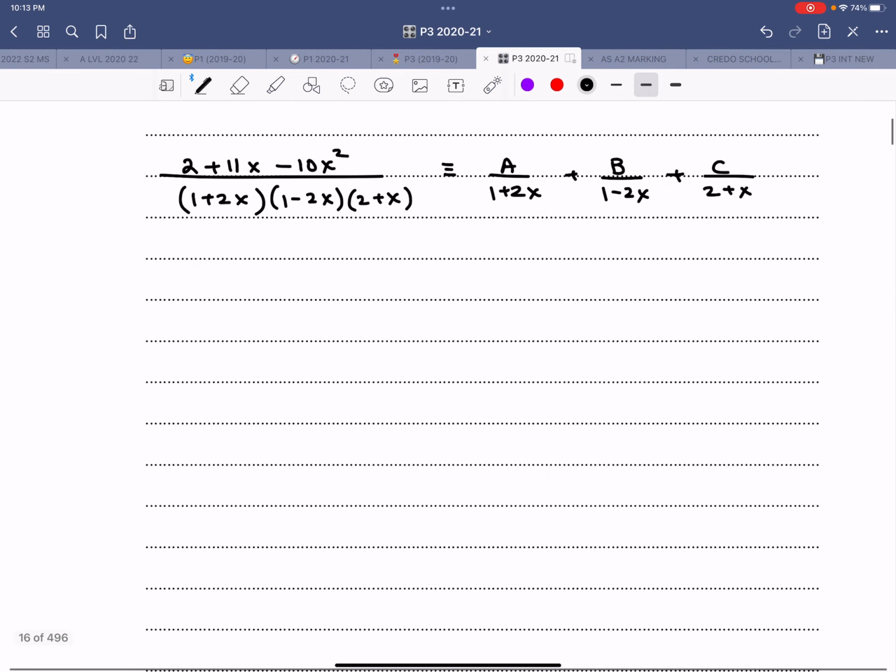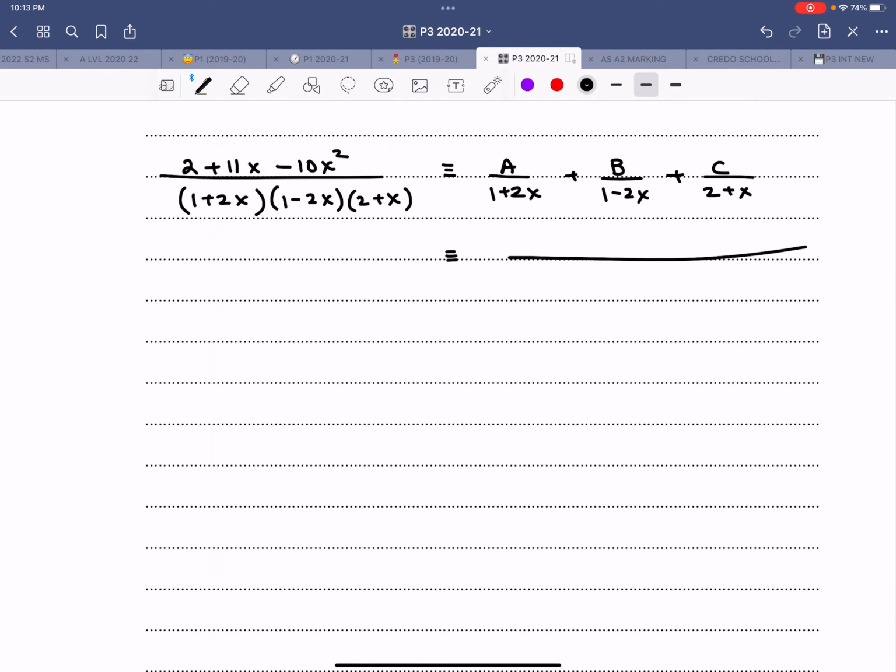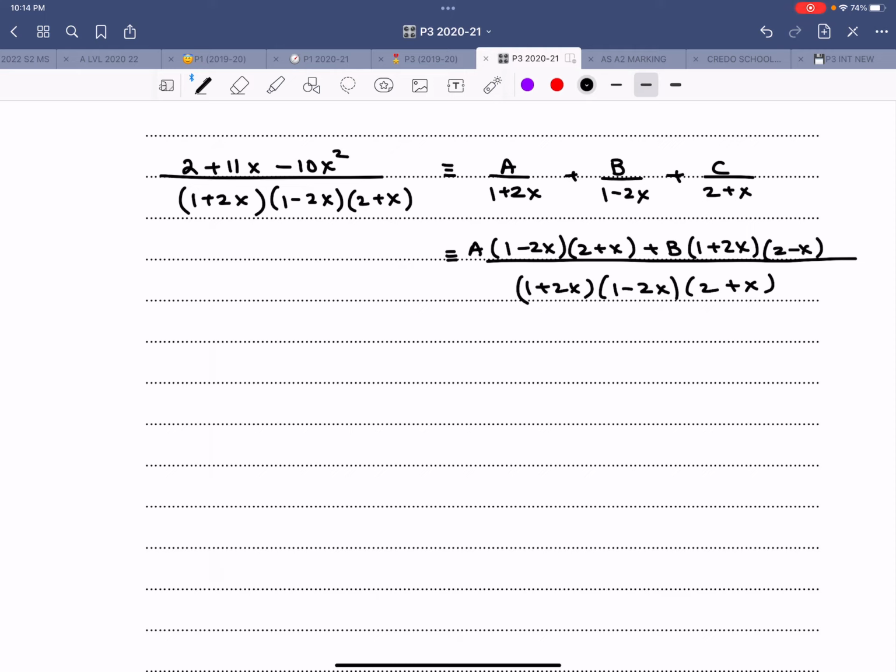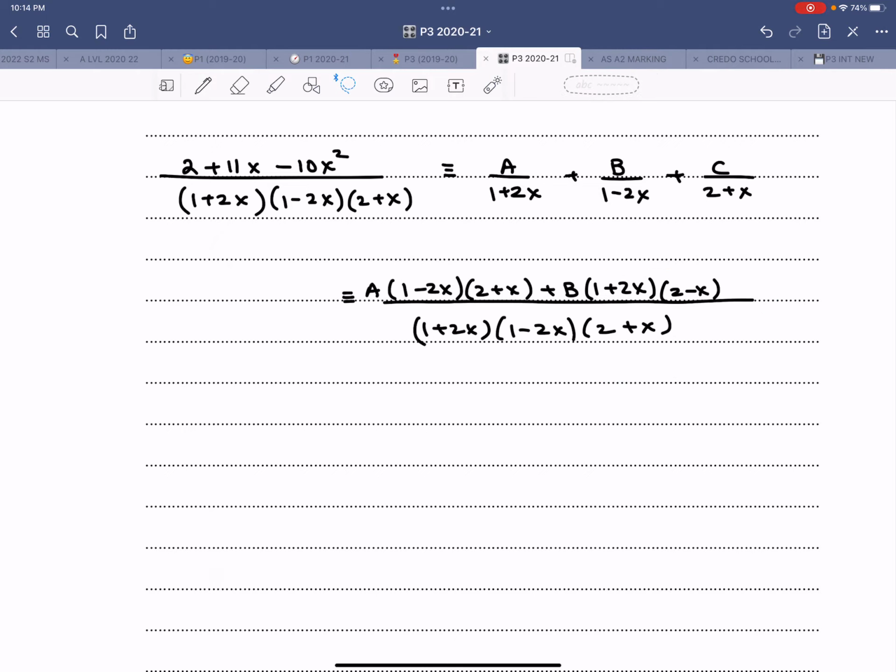Then take LCM. So A is multiplied first of all. This is 1 plus 2x, 1 minus 2x, 2 plus x. A is multiplied with 1 minus 2x, 2 plus x. B is multiplied with 1 plus 2x and 2 plus x. Similarly, I'm running short of space, but since I'm using my iPad, I can play around with it. And C is multiplied with 1 plus 2x, 1 minus 2x.